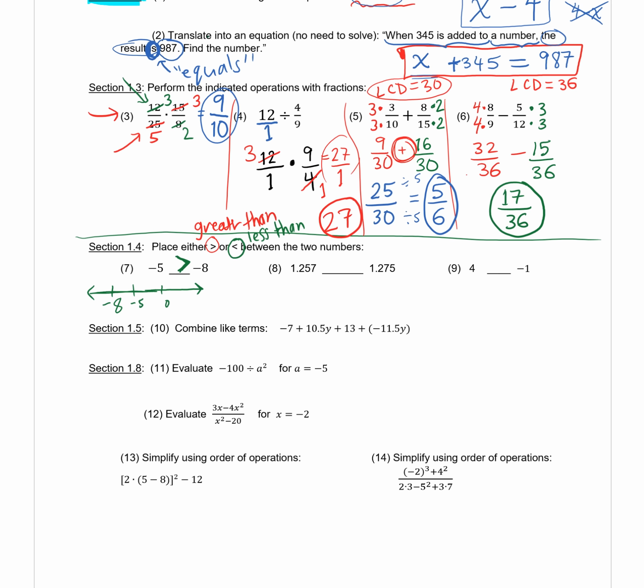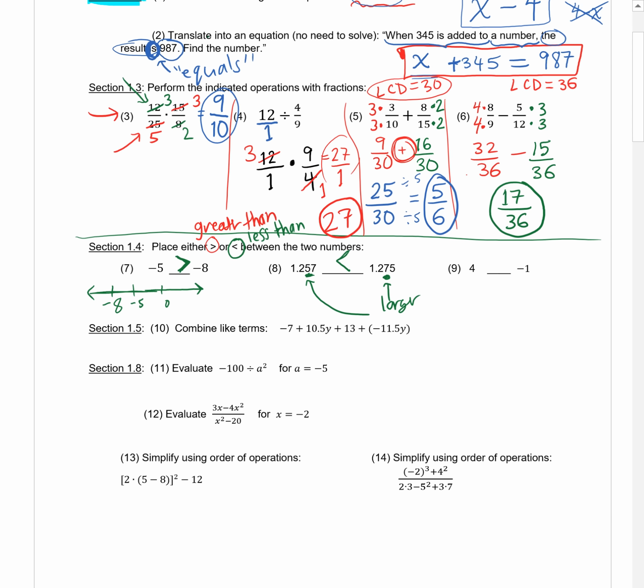Alright, how about number 8? So I have 1.257, that almost looks like the same number as the other guy, 1.275. They've just switched these two digits. So which one's larger? Well, they're the same for the first couple digits, right? 1.2. So I have to look at the third digit there, the 5 versus the 7. So because 7 is larger than 5, the first digit they differ with, that means the number on the right is larger than the number on the left. Which means if you were to read this from left to right, you would say 1.257 is smaller than, or less than, 1.275.